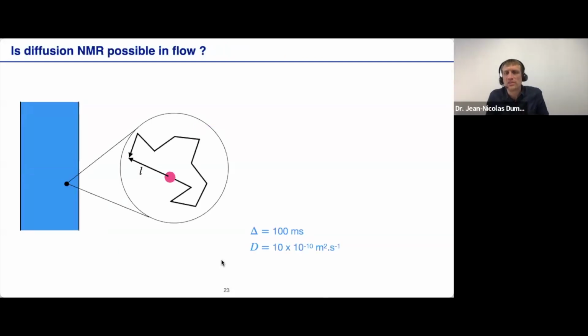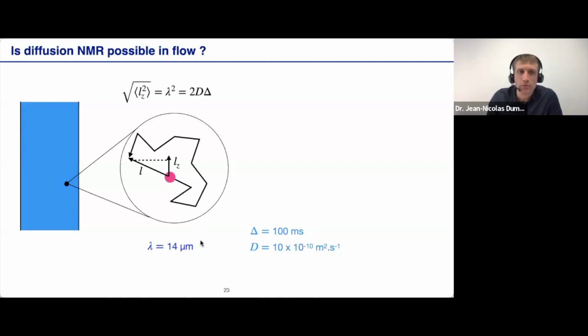Now, let's consider the case of a sample that is now flowing. Well, there's a bit of a challenge if one considers the corresponding spatial scale, because if we take a typical diffusion delay of 100 milliseconds and a diffusion coefficient of 10 times 10 to the minus 10 meters squared per second, which would not be uncommon for a small molecule, then the resulting displacement occurs over a spatial scale of a few tens of micrometers. So this is what one is trying to characterize.